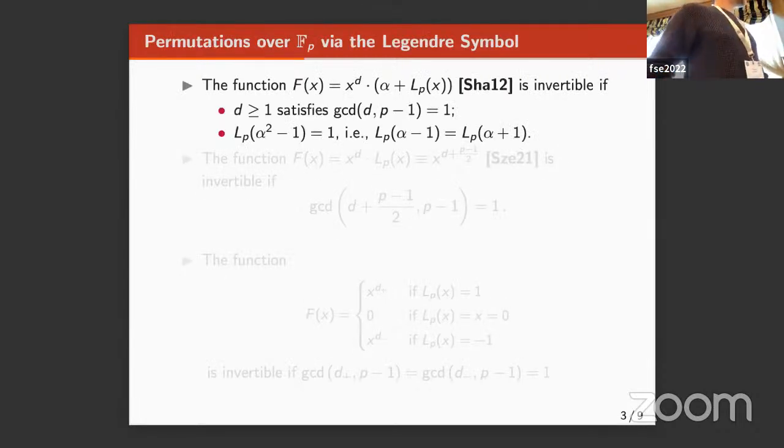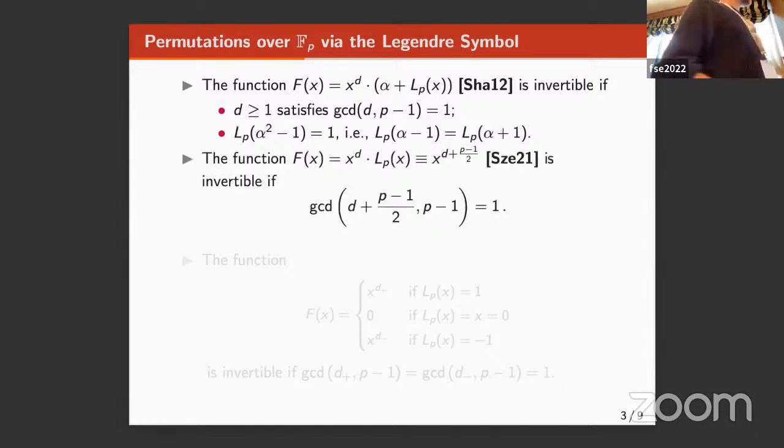These are some examples of functions that are based on the Legendre symbol and that are invertible. The first one takes x and returns x to the power of t times alpha plus the Legendre symbol of x. This function is invertible if t is co-prime with p-1 and if alpha squared minus 1 is a quadratic residue. For example, alpha equals 0 satisfies this assumption if p is equal to 1 modulo 5.